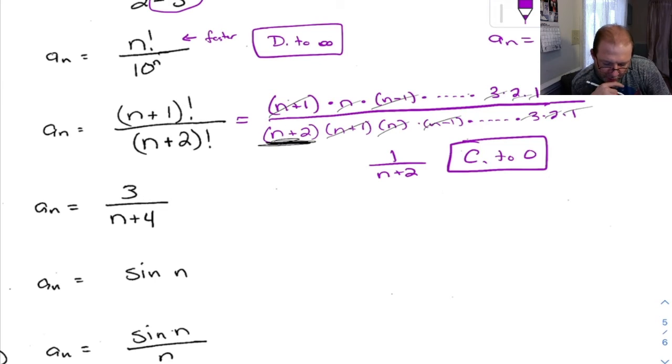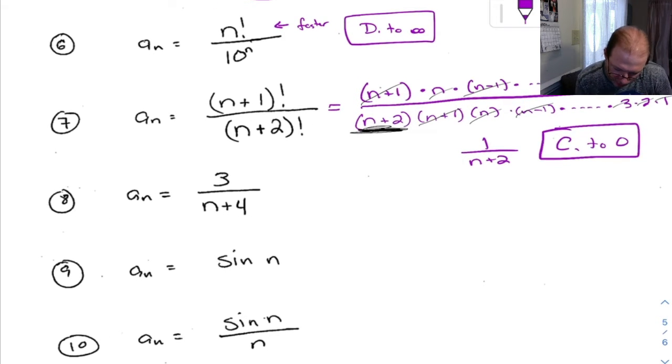All right, 3 over n plus 4. That one seems easy after all these other ones. 3 stays at 3, n plus 4 goes to infinity, so this is going to converge to 0.